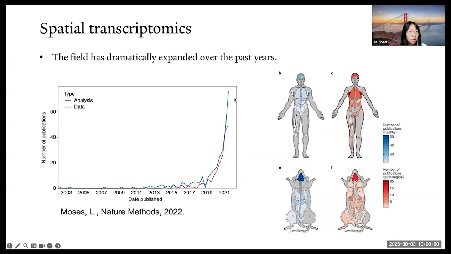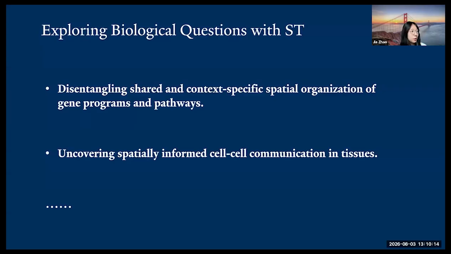There are lots of publications, and more importantly, there are richer and richer data sets accumulated for the field. There are not only the numbers accumulated, but also the species, the organ or tissue types, and even different biological conditions. Given those rich data, of course we want to ask what type of biological questions we can ask from those spatial transcriptomics data.